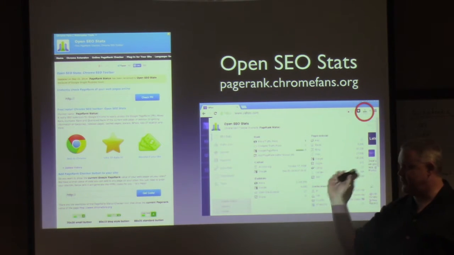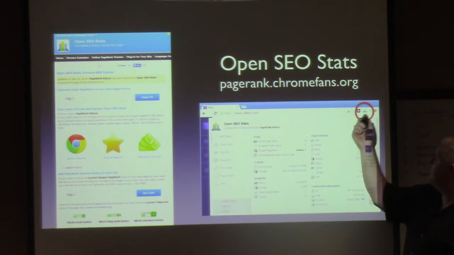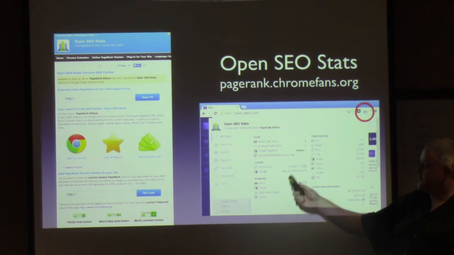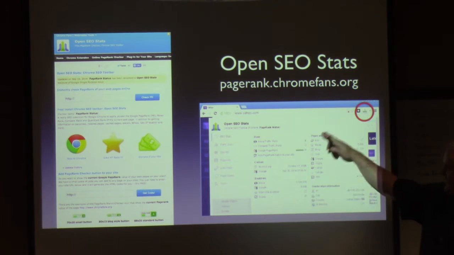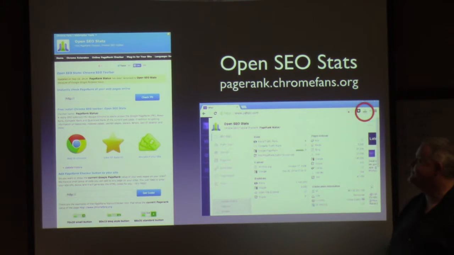Open SEO Stats, this is one of many. This is a plugin for Google Chrome that on any website, it'll show you the authority score. And if you open up this little widget, it'll show you PageRank, it'll show you how many links there are, how many pages linked back. It'll give you a lot of that SEO data on whatever page is currently being displayed in your browser.